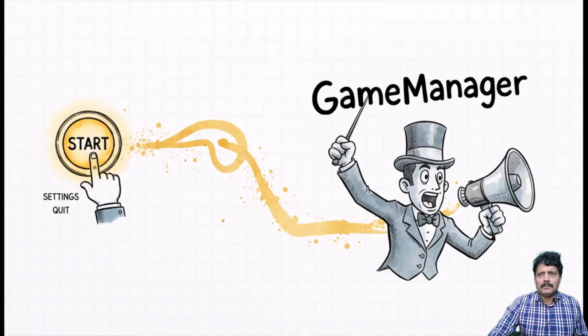There's a simple button with a tiny script. All that the script does is, when you click it, it pokes the game manager and says, hey, start the game, and passes along the difficulty level that you choose. That one little click is the domino that starts the whole chain reaction.